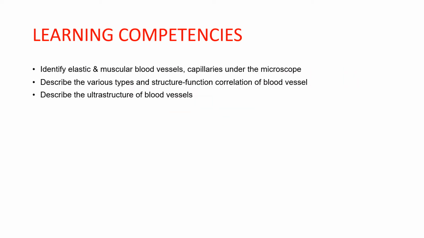The learning competencies for this topic include: at the end of this lecture, the students should be able to identify elastic and muscular blood vessels, capillaries under the microscope. They should be able to describe the various types and structure-function correlation of the blood vessels. A student should also be able to describe the ultrastructure of the blood vessels.